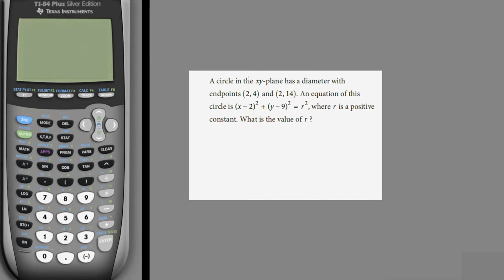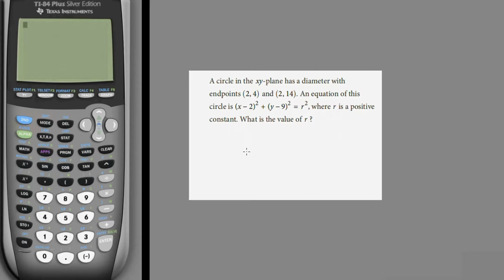In this video, we're going to learn how to solve this SAT math question easily and fast. So this question is under circle theorem. It says a circle in the xy plane has a diameter with endpoints, these are the endpoints, and the equation of this circle is this, where r is a positive constant. What is the value of r?